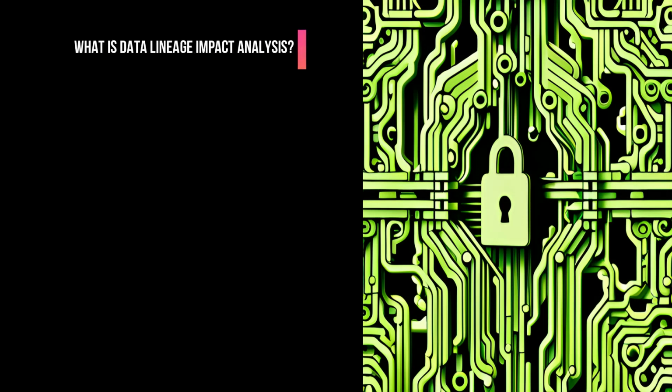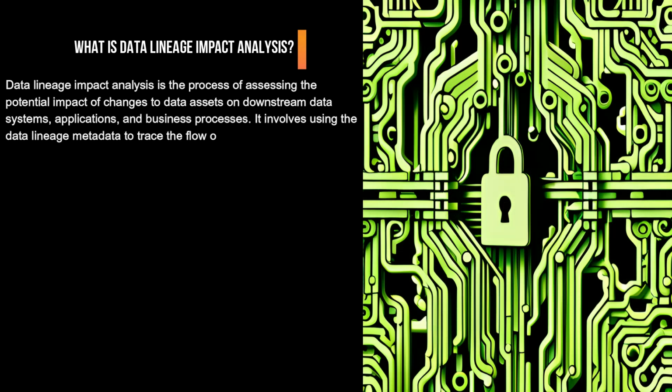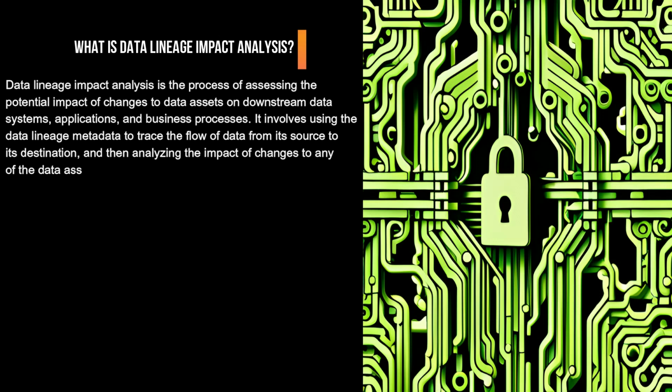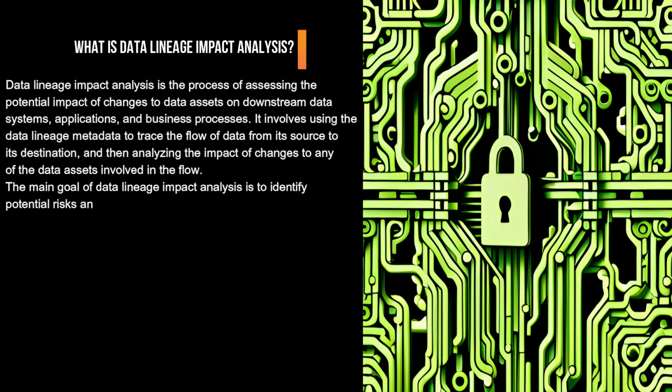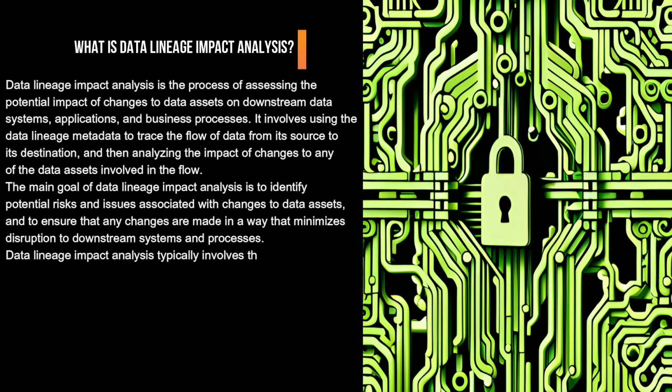What is data lineage impact analysis? Data lineage impact analysis is the process of assessing the potential impact of changes to data assets on downstream data systems, applications, and business processes. It involves using the data lineage metadata to trace the flow of data from its source to its destination, and then analyzing the impact of changes to any of the data assets involved in the flow. The main goal of data lineage impact analysis is to identify potential risks and issues associated with changes to data assets, and to ensure that any changes are made in a way that minimizes disruption to downstream systems and processes.